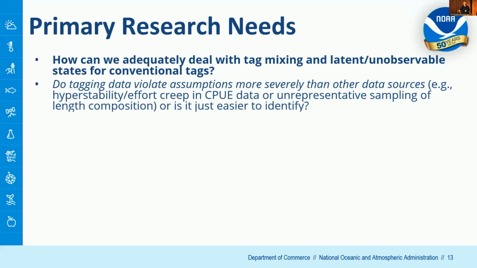Based on our simulation experiment, we saw that CPUE data has some really strong influence, and that may be the least reliable data that we have. And so there's this trade-off of, well, do we ignore tagging data because we know that there's some assumptions being violated, but at the same time, similar things are happening in other data sets that we kind of let slip under the rug.